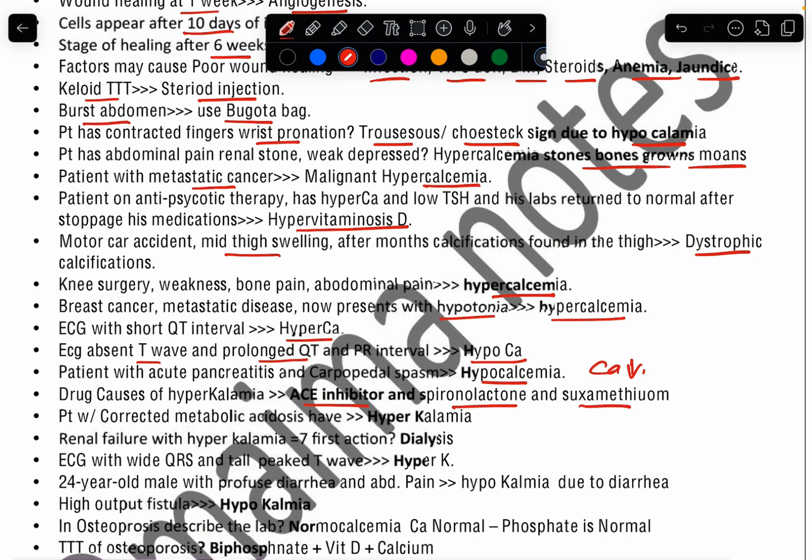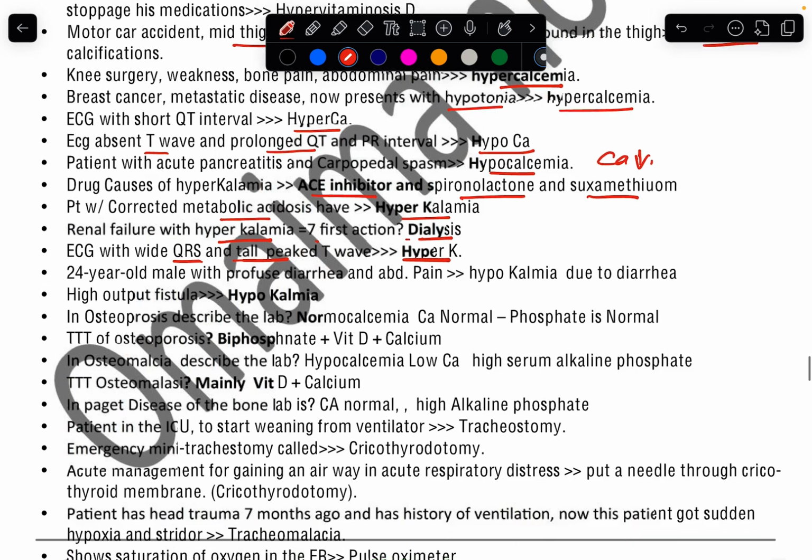Patient with uncorrected metabolic acidosis: hyperkalemia. Renal failure with hyperkalemia, increased potassium. First action is dialysis, as potassium is very much raised. ECG with wide QRS and tall T is hyperkalemia. 24-year-old male with profuse diarrhea and abdominal pain: hypokalemia. Diarrhea decreases potassium. High output fistula decreases potassium.